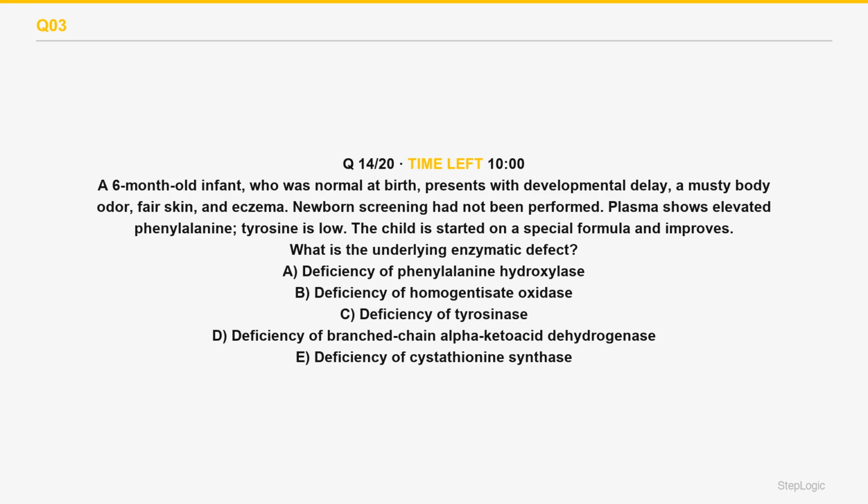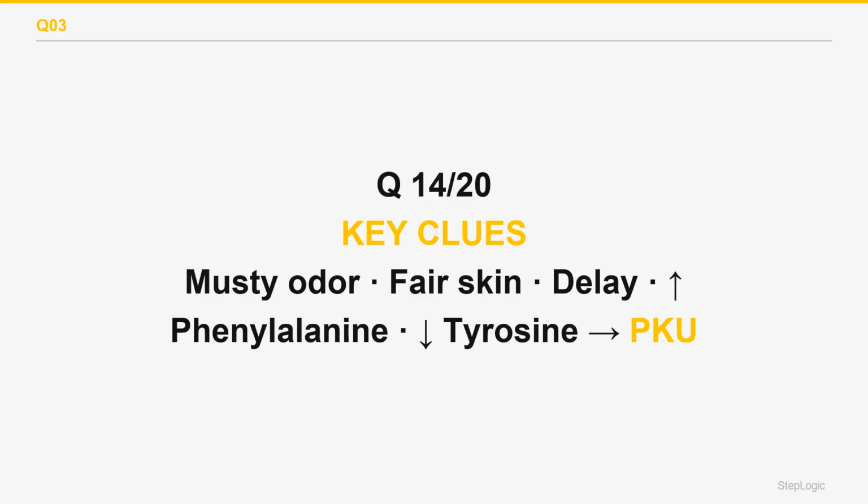Read the command. Underlying enzymatic defect. Developmental delay, musty odor, fair skin, eczema, high phenylalanine, low tyrosine: phenylketonuria. Phenylketonuria is a deficiency of phenylalanine hydroxylase, the enzyme that converts phenylalanine to tyrosine using the cofactor tetrahydrobiopterin.